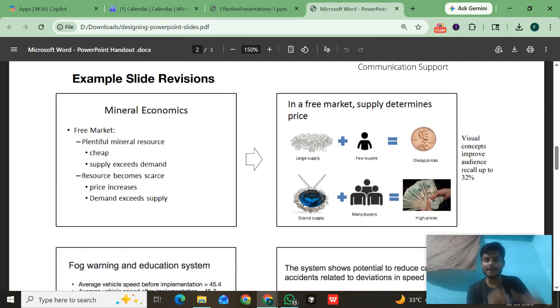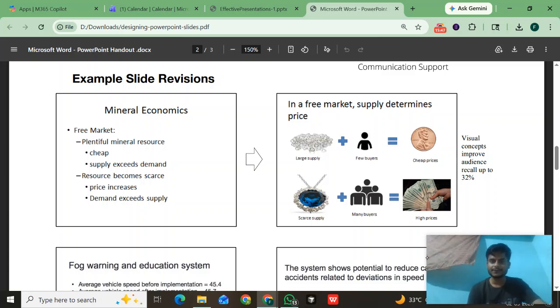Now sometimes we have a category differentiation, right? Like A plus B is equal to AB. So sometimes we have some text like this, where when we add this to this we will gain an output, so we are getting some response. Whenever you see the mineral economics slide without following the principles we have talked about, this slide explains that in a free market, with plentiful mineral resources, supply is cheap and extends demand. Another point is that when a resource becomes scarce, price rises, and demand exceeds supply. So how is this communicated very well?